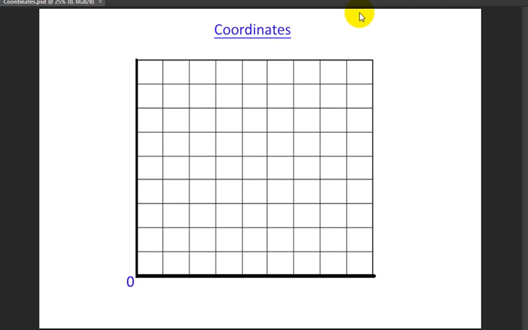Hello everyone, in this video we will begin talking about coordinates. Coordinates are what help us understand the position of a point on a surface. They can help us determine the distance from one point to another. They can help us understand the dimensions of something. So let's see how they work.